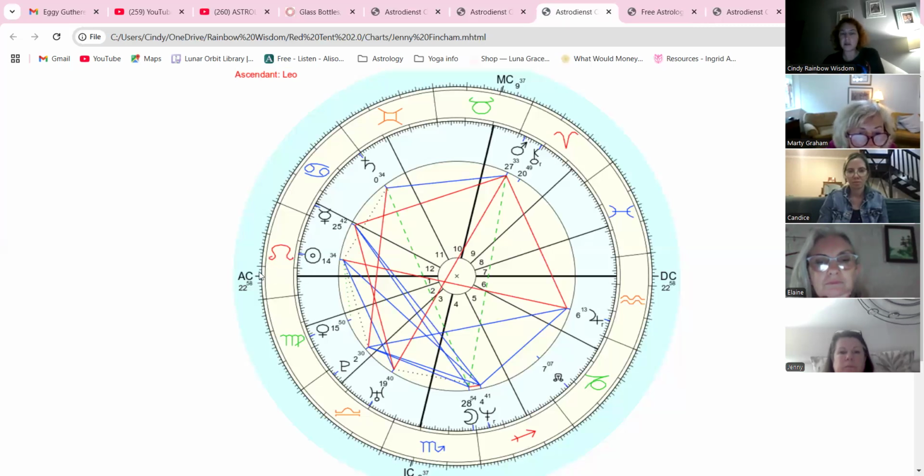So what is the sign? Leo. And what's opposite Leo? Aquarius. And what would be squaring those? What modality is this? Is it cardinal, fixed, or mutable? Fixed. So what are the other two fixed signs? Taurus and Scorpio. Good.